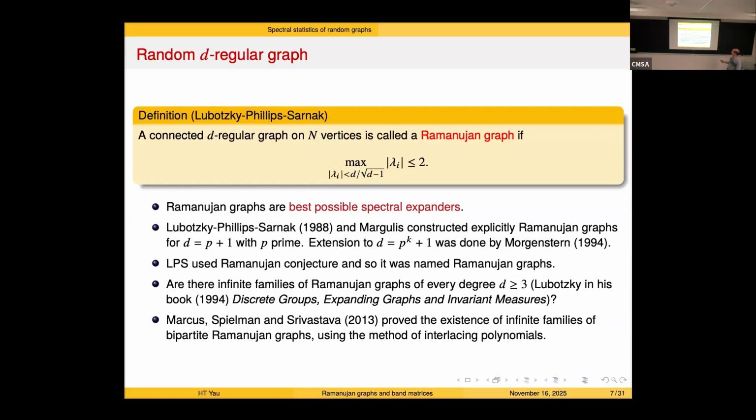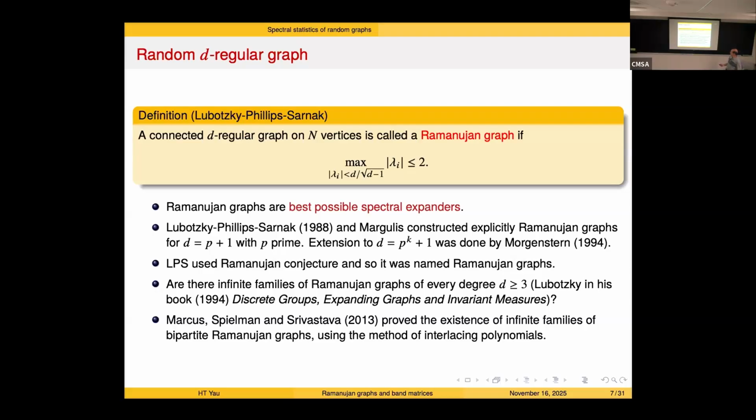I don't really know what's going on there. But they construct an explicit family of Ramanujan graphs, but they require d to be equal to p plus 1 with p prime. And later on, people extended to d equal to p to the k plus 1. And this was by Morgenstern in 1994.